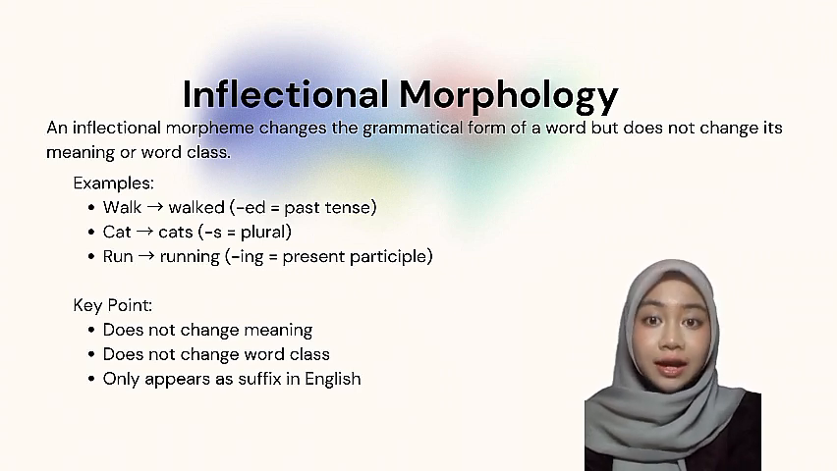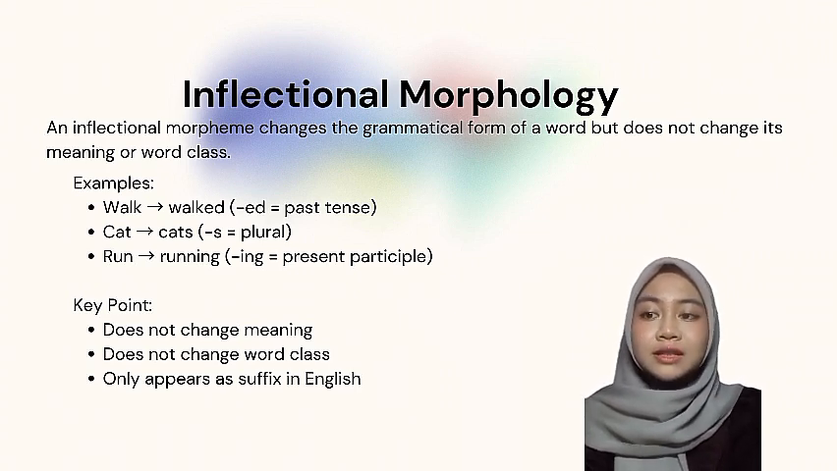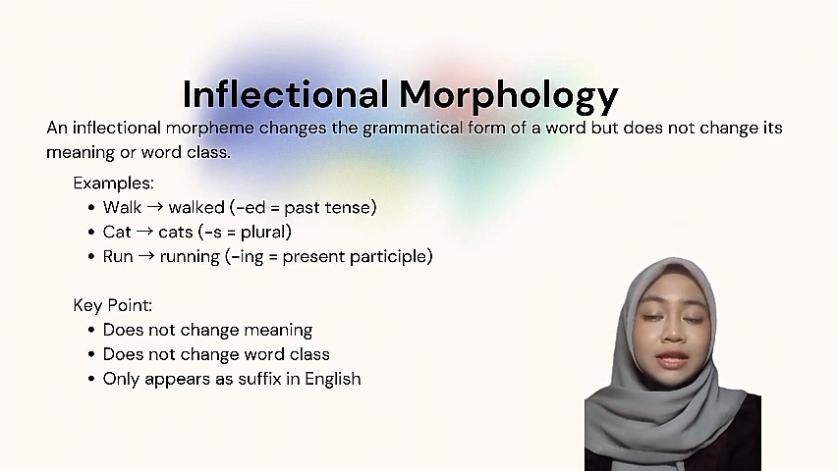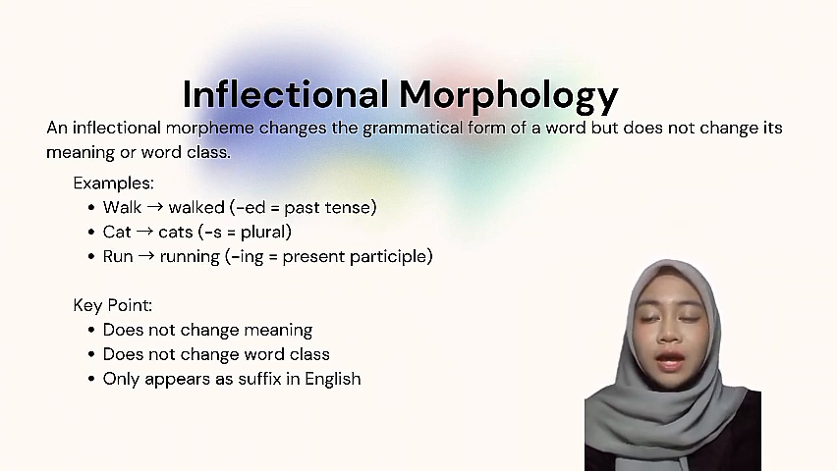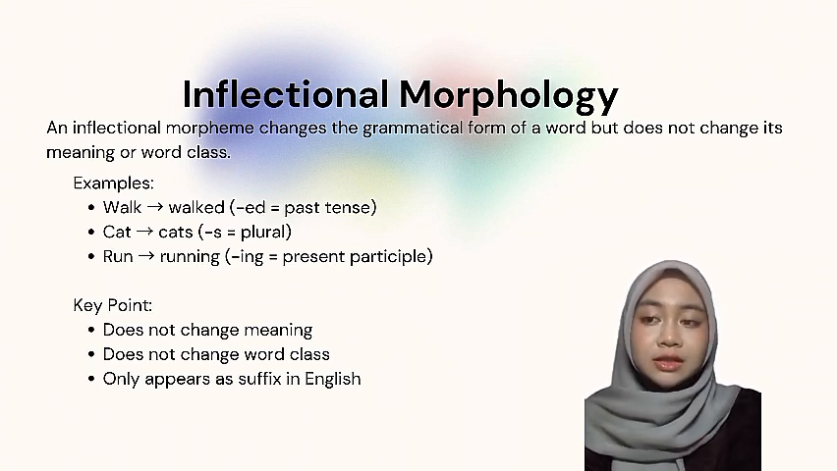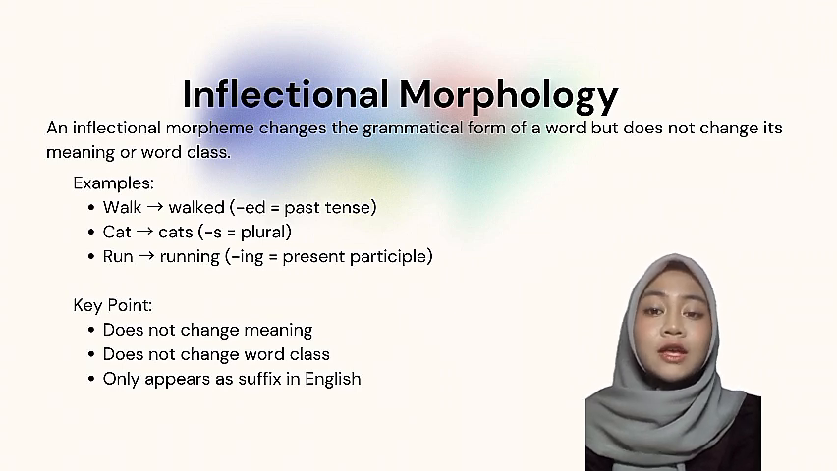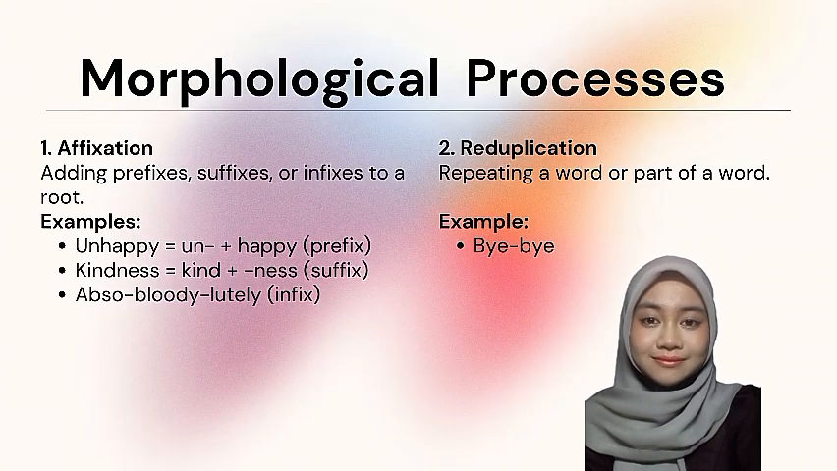It's still cat, right? And then run and running. The ing show to present participle. And the key point is inflectional morphology does not change meaning and only appears as suffix in English.